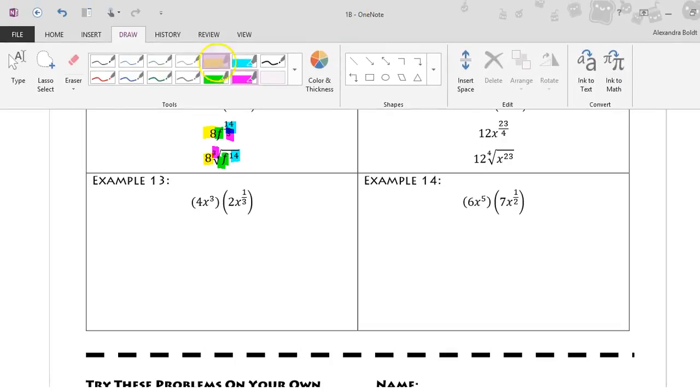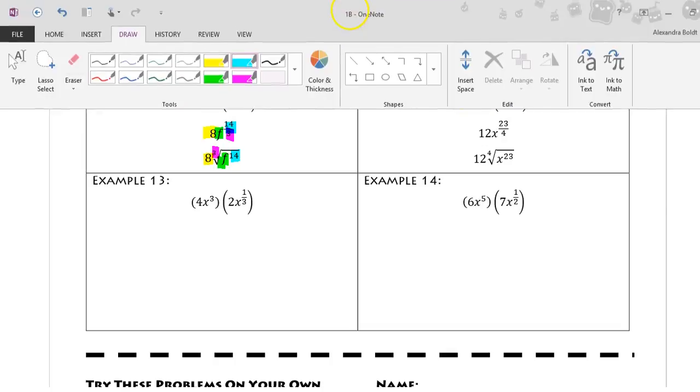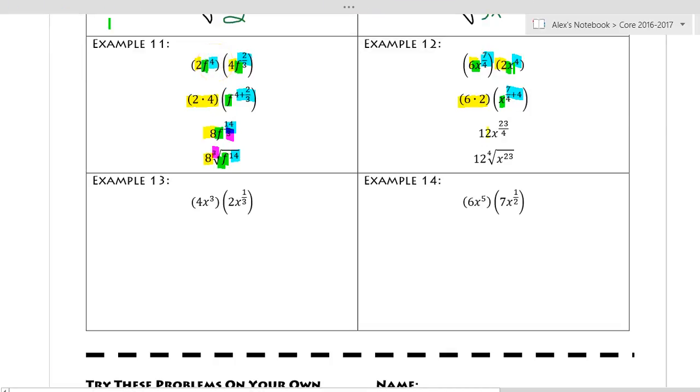Let's look at example 12. I have my coefficient here and my coefficient here. That is 6 times 2. I pull those out in front. Then I have my base, which is x. That stays exactly the same. And then I have my exponent on x, which is 7/4, and 4. So I add those together because I'm multiplying. So then just simplifying that down, 6 times 2 is 12. My base is still just the base, x. And then 7/4 plus 4 is 23/4.